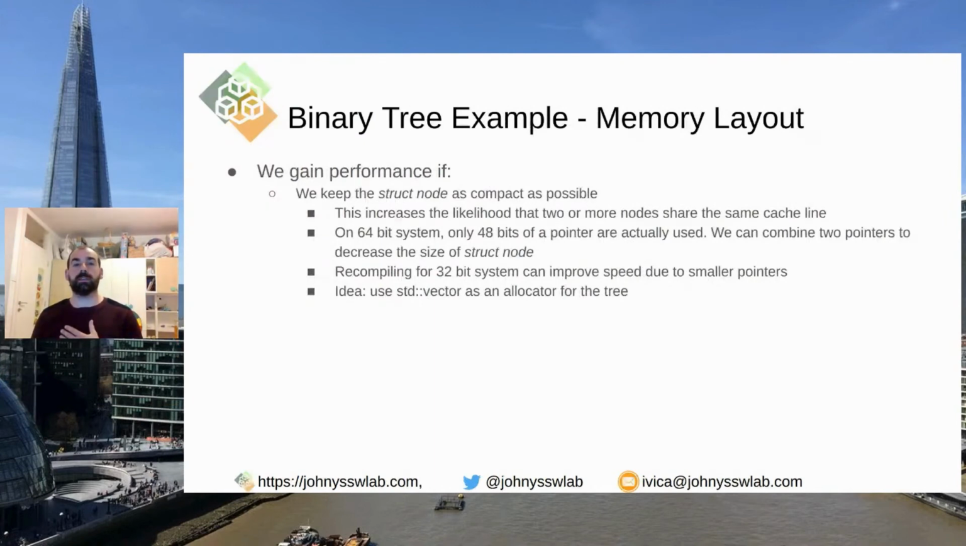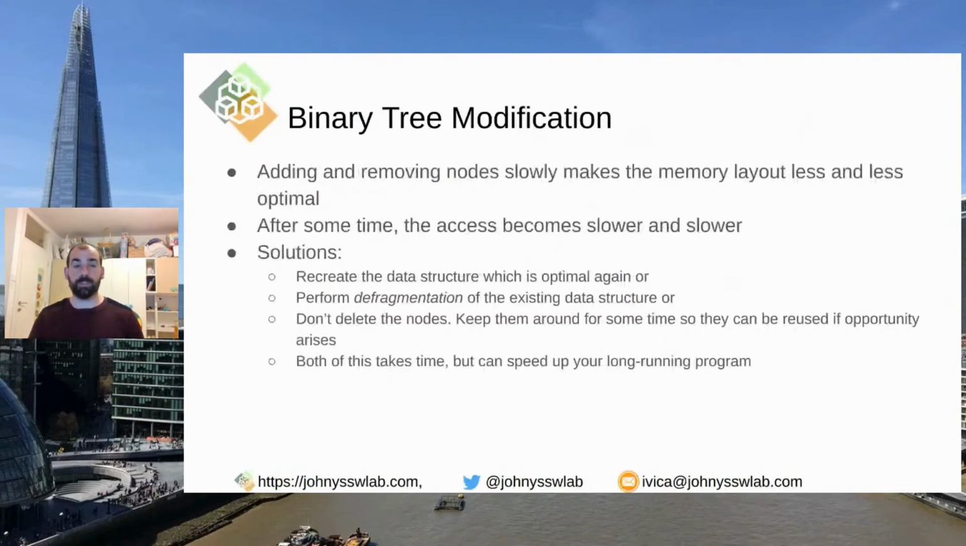Binary tree modification. Now, if you add or remove nodes, you slowly make the memory layout less and less optimal. After some time, the access becomes slower and slower. So what are the solutions to that? You can recreate the data structure, which is optimal again, or you can perform some kind of defragmentation on the existing data structure, but this might be complex to do.